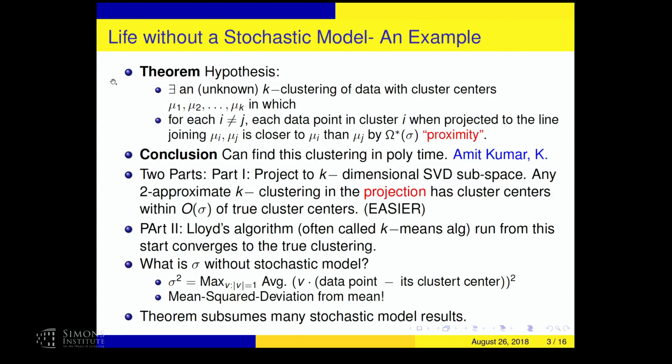I should say that this is a weaker condition we are assuming. It's weak enough that it basically subsumes most of the stochastic model results, although with the catch that for stochastic models people have worked out the best constants, best separation and so on, but qualitatively it subsumes those results. Right?